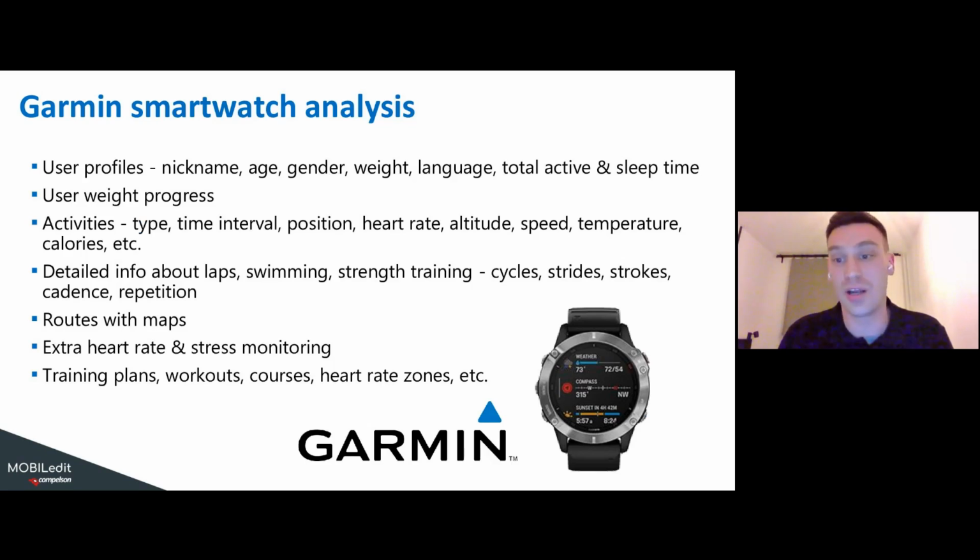So just a look at the types of data that we can get. We can get the user profiles, user weight progress, activities, detailed information about laps, routes with maps, extra heart rate and stress monitoring, training plans, workouts, courses, heart rate zones, etc. So you can see here that it has a lot to do with the fitness aspect of the Garmins, which absolutely it does.